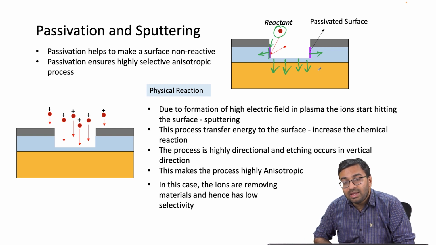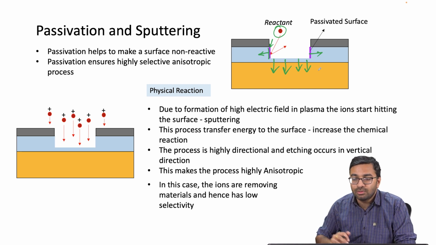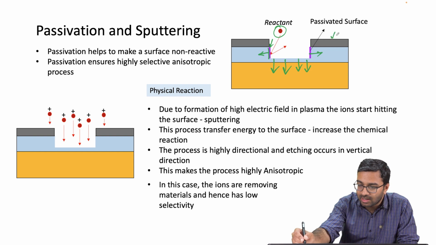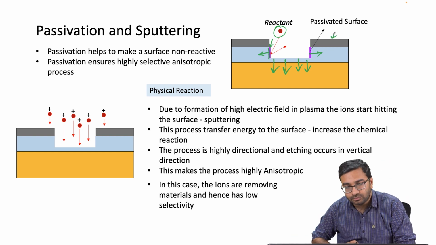This is a very efficient process or very widely used process in order to increase the anisotropy. So, that will help us to reduce the undercutting inside the mask or beneath the mask, right.